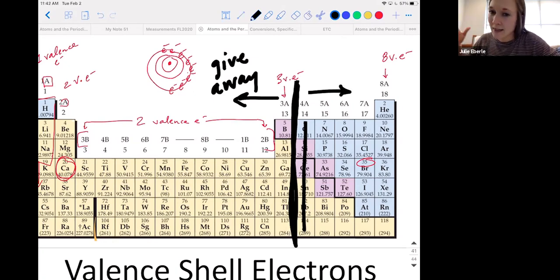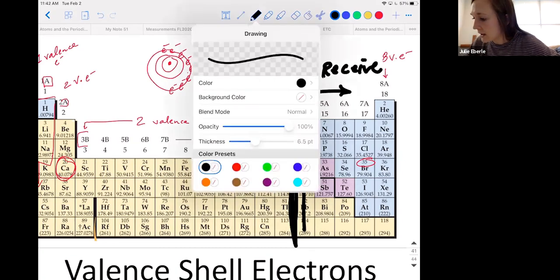But everything right of the line, except for group 4, is going to want to do what? Give away or receive electrons. Yeah, Haley said it, take. They're going to want to receive electrons. Receive electrons, okay? All right, let me take this back down.